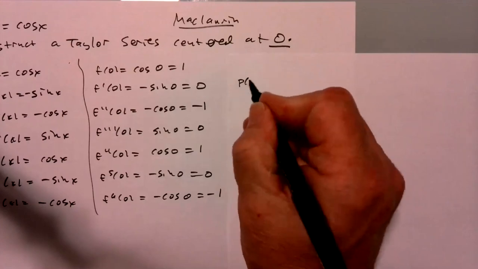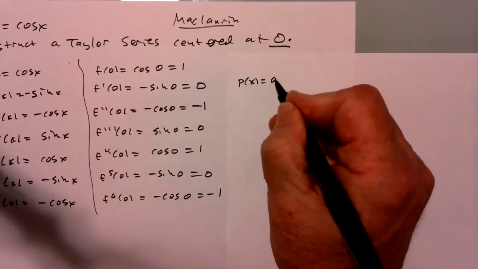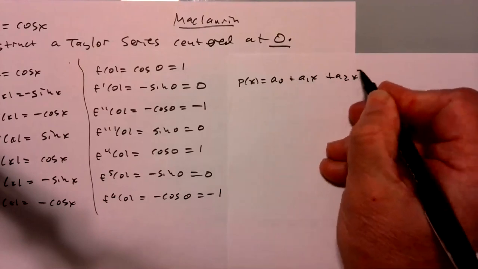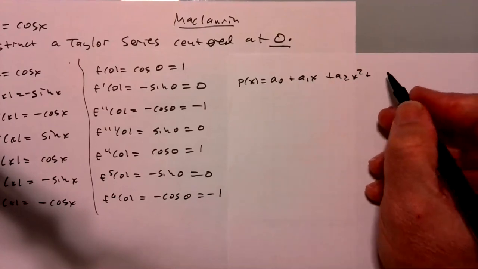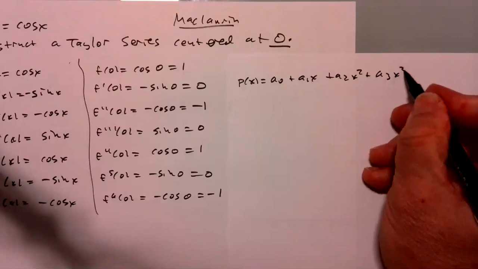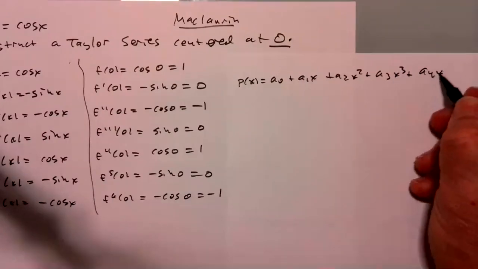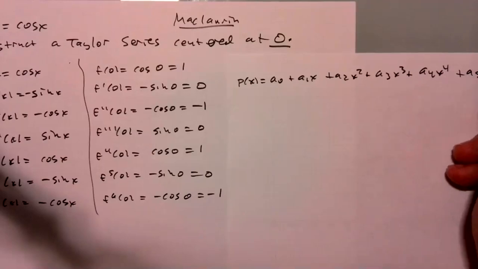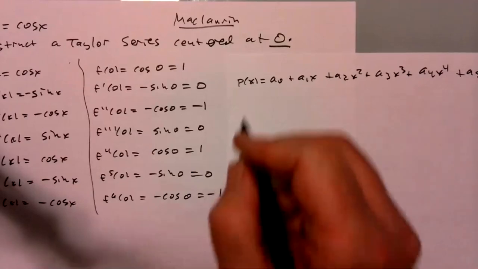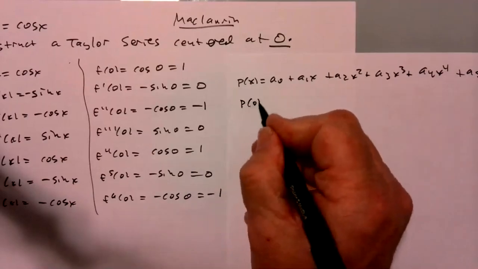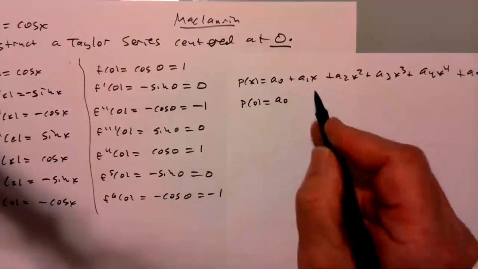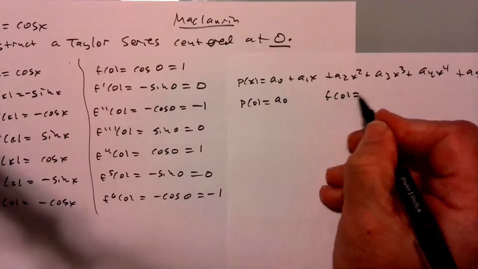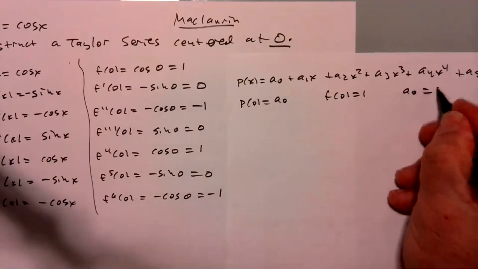So P of x is a naught plus a1x plus a2x squared plus a3x cubed plus a4x to the fourth plus a5x to the fifth, and that's all you can see on your screen. So I guess I'll stop there, and then we'll look for a pattern. P of zero is a sub zero, because that's 0, 0, 0, 0. F of zero is one, so a sub zero is one.